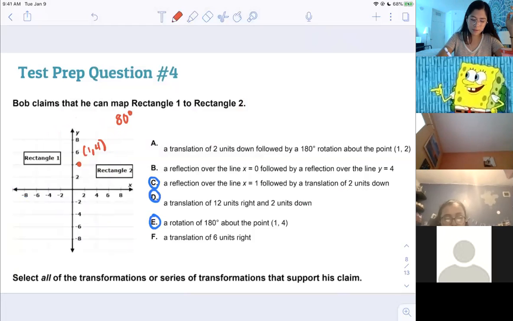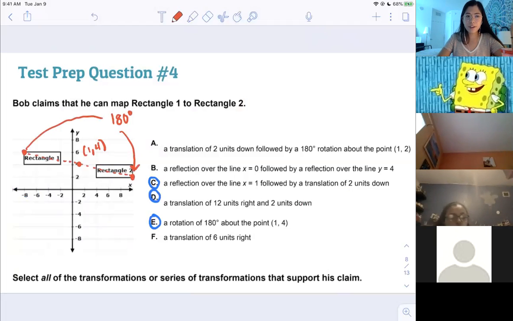If you're ever not sure, if you get a question like this, something you can do is pick one point on one rectangle and the same point on the other rectangle. Those two points would line up to each other when you do the rotation, and just check that they make a straight line through the center of rotation. Because since it's 180 degrees, it has to make a straight line.